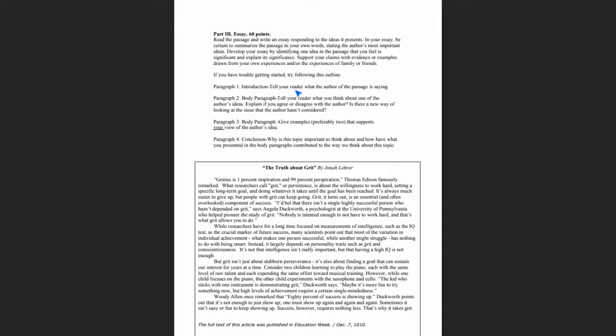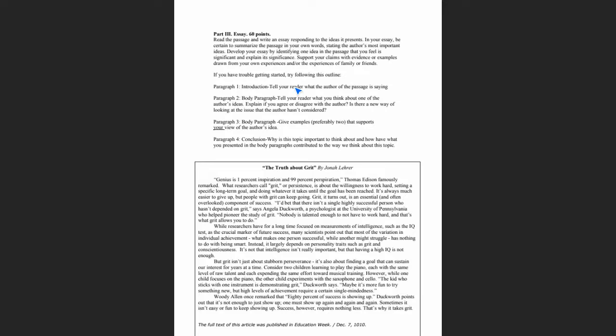If you have trouble getting started, here's an outline that might help you formulate your response here. Tell your reader what the author of the passage is saying. So what is the main point of that passage? What is the author's thesis statement? What is their argument? What are they trying to convince us of?